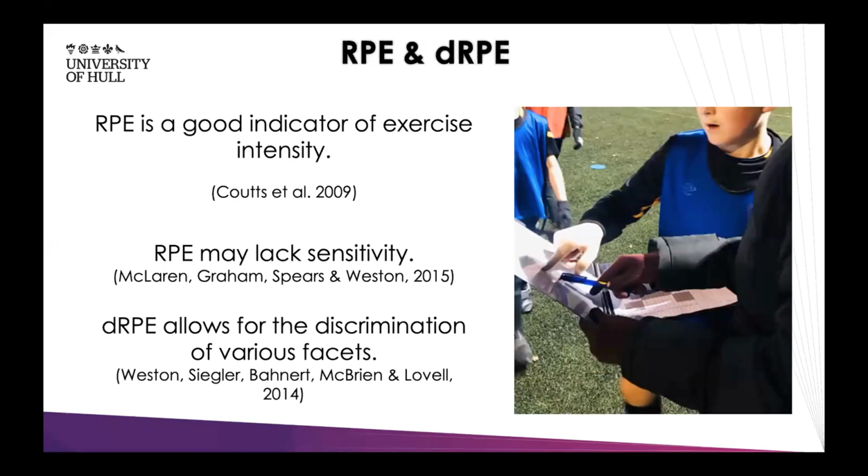Moving on away from maturation and onto the RPE side of it, RPE has in fact been advocated as a good indicator of exercise intensity. However, some have argued that it may lack sensitivity when measuring different elements of team sports. One way to combat this is through DRPE. DRPE is set to increase sensitivity by discriminating between various facets. This is something that I will discuss in a little more depth later on when I get into the methods and what we did in our research.